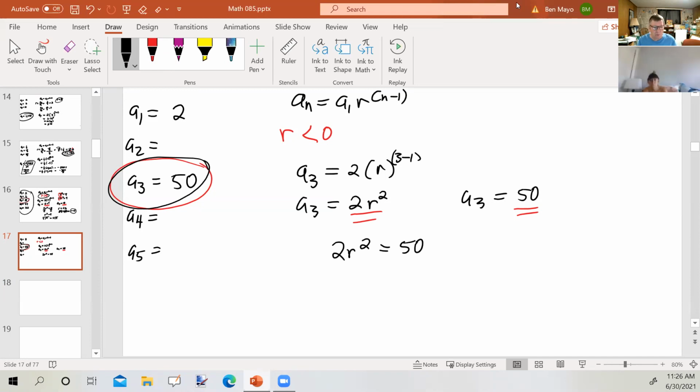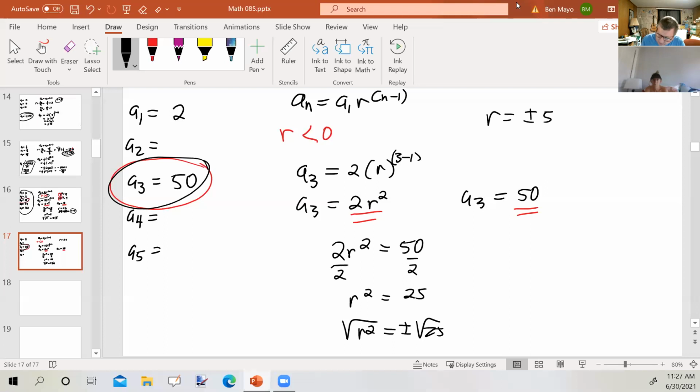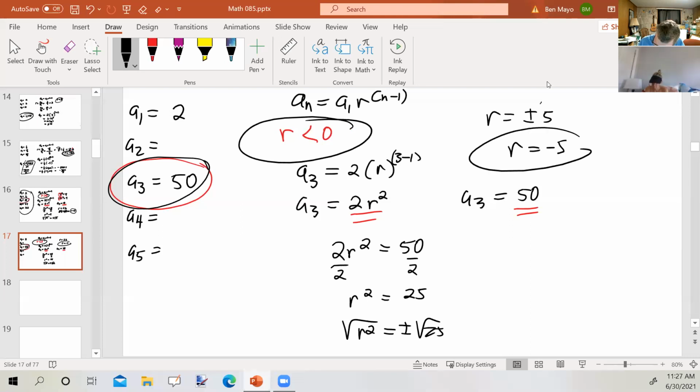So now we're going to solve this equation for r. The first thing we'll do is divide both sides by 2 to isolate the variable. So now we have r squared equals 25. We'll take the square root, so we get plus or minus 5, because 5 squared is 25, and the quantity negative 5 squared is 25. But wait a minute. We were told this time that r was negative. So we're only going to consider the negative 5, not the positive 5. Okay.